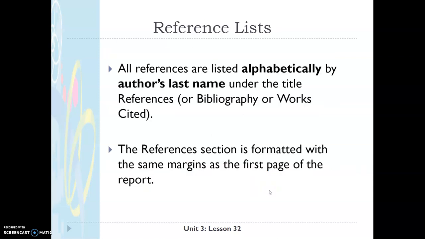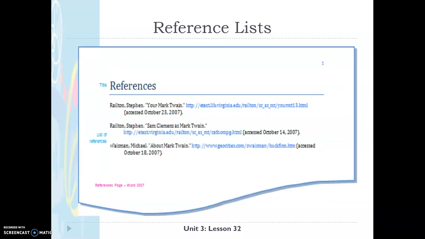Reference lists. Reference lists are always listed alphabetical by the author's last name, and they are usually titled either bibliography or works cited. The references section is formatted with the same margins as the first page of the report. Here is an example of what it would look like.